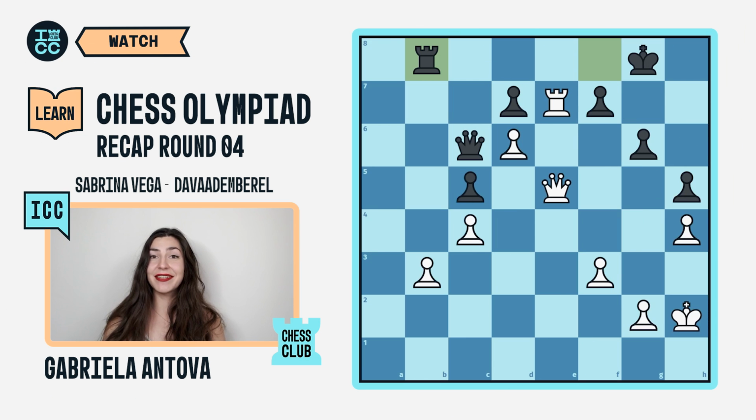And last but not least, we have a game from the Spain versus Mongolia match. Here is white. Spanish international master Sabrina Vega is facing another international master, none other than Davaademberel from Mongolia.